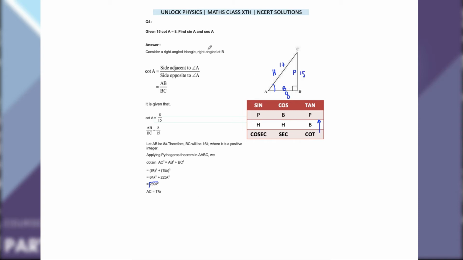Now since we are talking about all the components of angle A, we don't need to move our angle. So we know sin A is equal to perpendicular upon hypotenuse, which would be BC upon AC, which would be 15k upon 17k, resulting in 15 by 17. And sec A would be hypotenuse upon base, which would be AC by AB, giving us 17 by 8.